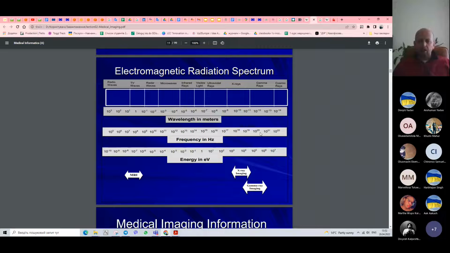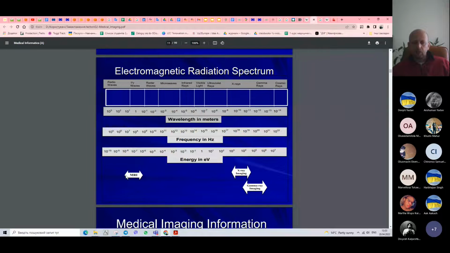Electromagnetic radiation spectrum: you can find there the whole range which we use, from 10 to the power 3 wavelengths down to 10 to the minus 14 meters, with frequency in hertz and energy in electron volts. In this case, we can find the range of energy which we can use.